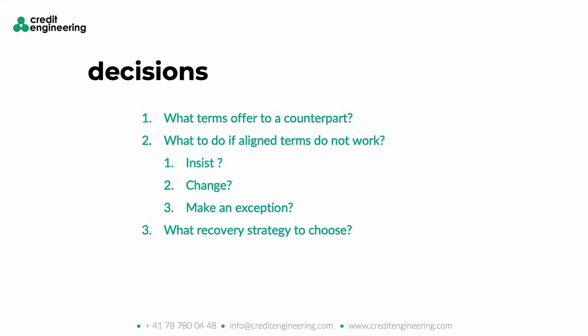So let's stop theory and ideology and get back to the point. Usually the credit function takes three main decisions, and two of them we will discuss today. First of all, what terms to offer to a counterpart, and what to do if agreed terms don't work. The third one, how to get money back, belongs not to terms but to collection.